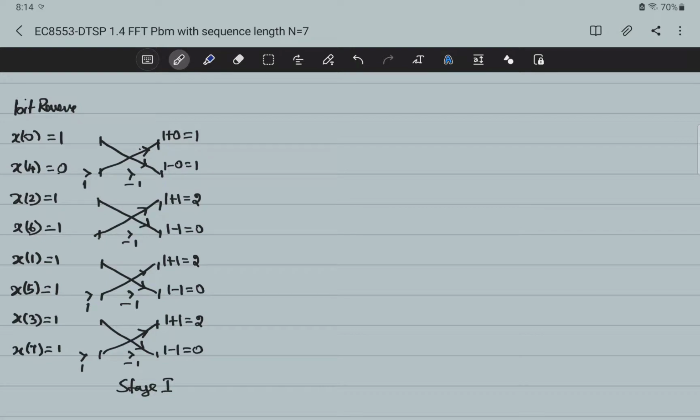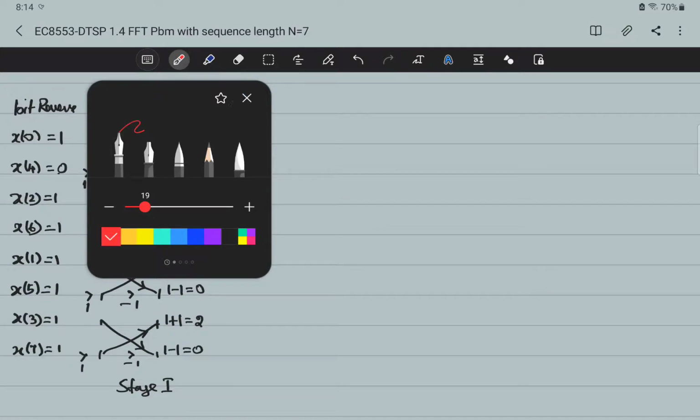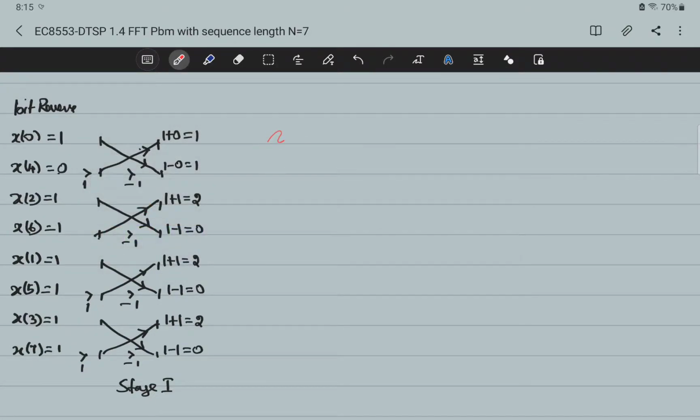Now with this answer we are moving to the second stage. So in stage 2, we have to combine the lines.